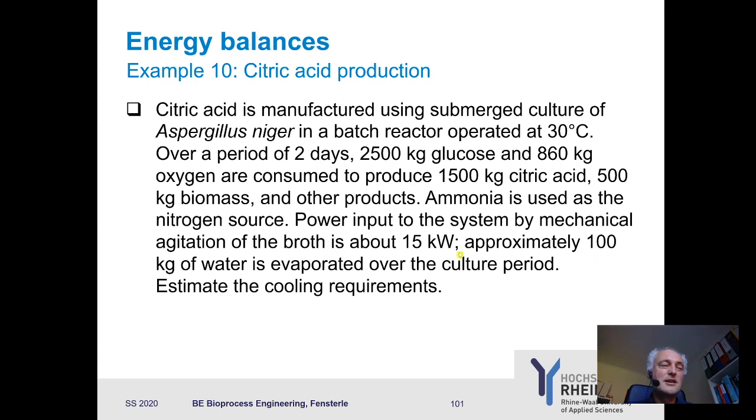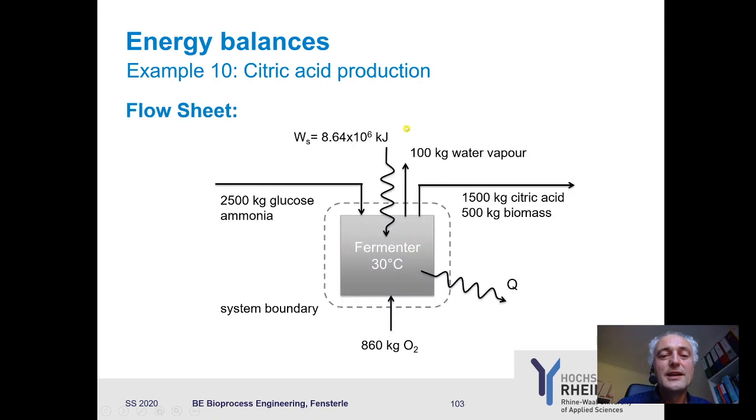So this is what you have here, and the first thing to do is, of course, setting up a flow sheet, and we have already discussed that last week. So this is how the flow sheet looks like. You have your glucose and ammonia coming in, citric acid and so on coming out, and we have our agitator, and we have our water vapor getting out and our oxygen getting in.